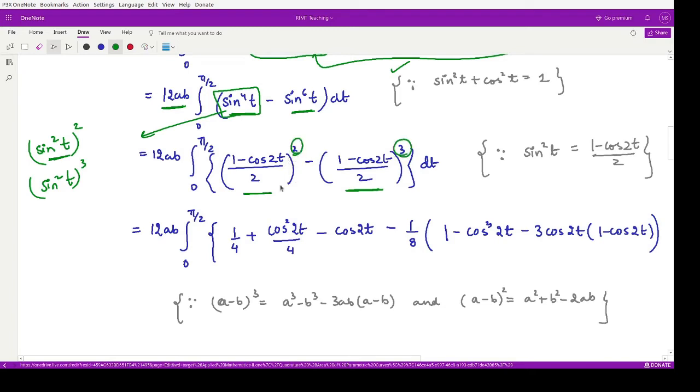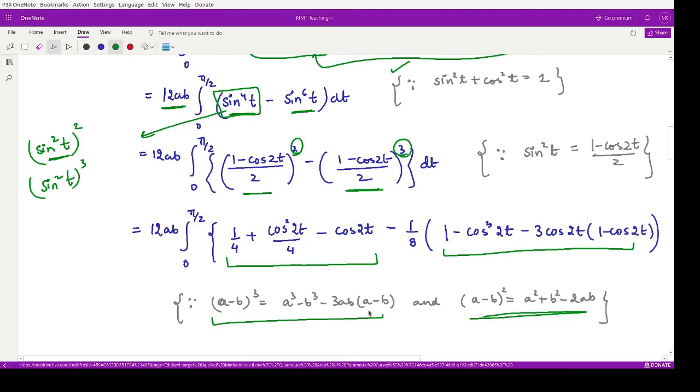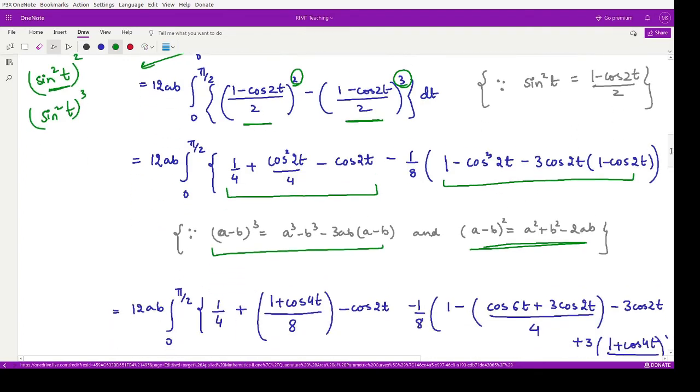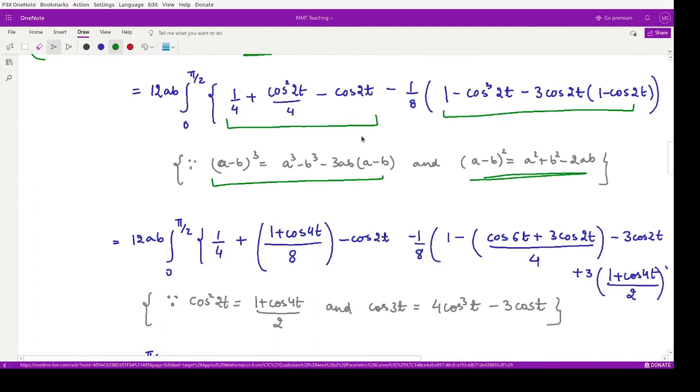So when you open up the square, you have these quantities, using this formula, which you all might know, and when you open up this cube, you will have this quantity. So this is obtained using this particular formula. So next, I have again substituted this quantity, because you cannot perform this integration of cos square 2t.